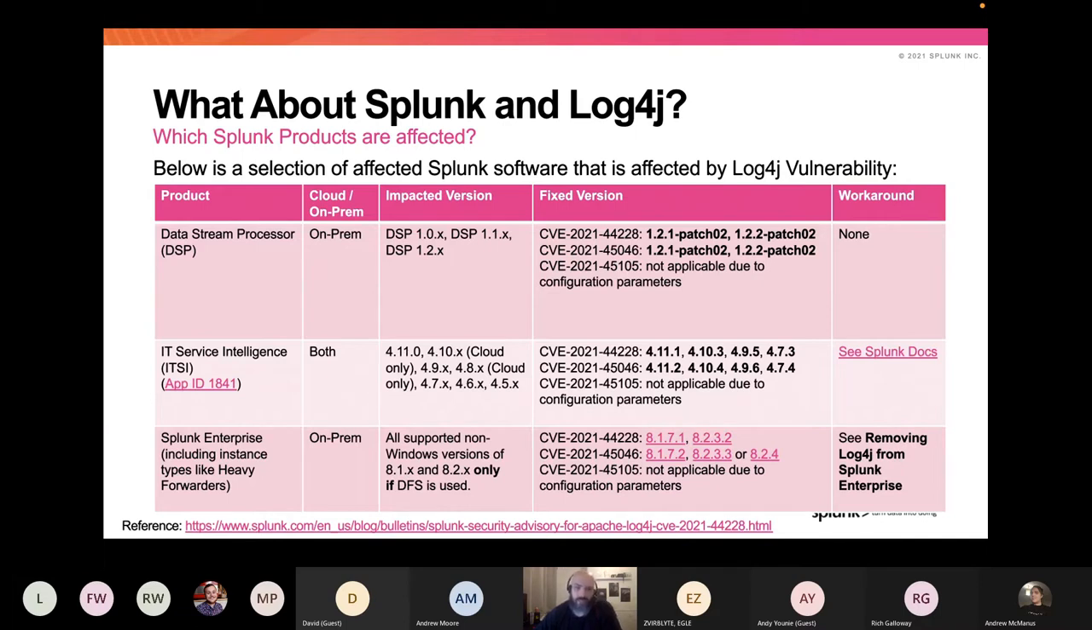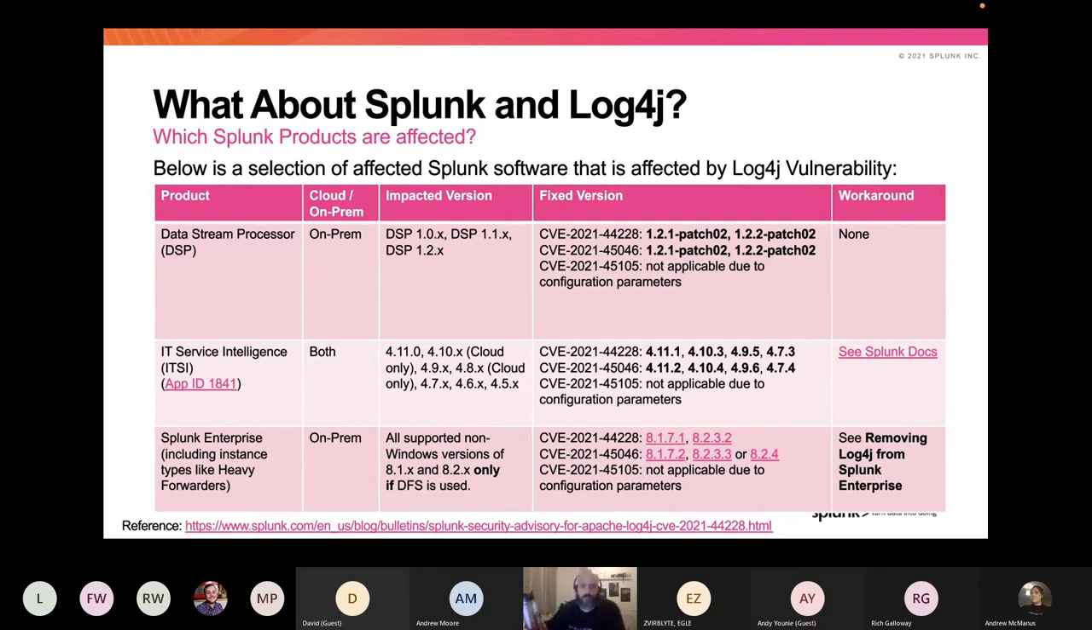IT Service Intelligence, again a big additional capability of Splunk for the IT ops side. Both cloud and on-premises were affected by this particular vulnerability. As you can see, there were a couple of versions in the cloud, and more on-prem versions that were affected as well. There are Splunk documents, multiple depending on which one's affected, that talk about how to either disable or remediate this issue outside of any particular patch.